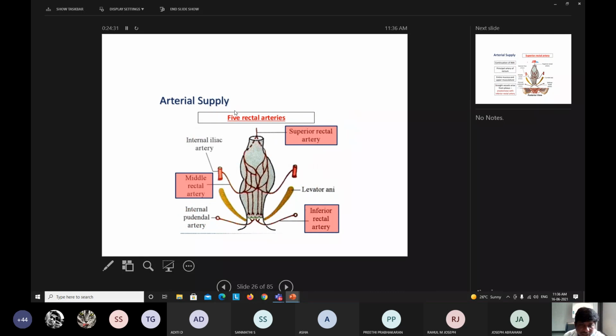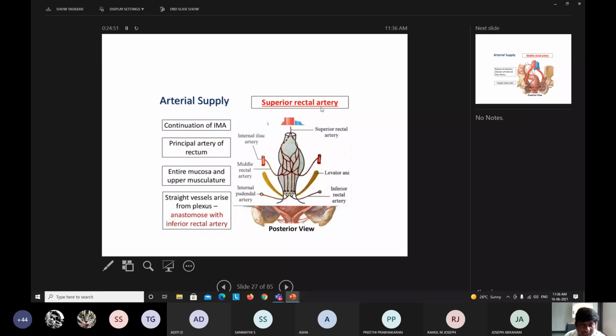Arterial supply. Five arteries supply the rectum: the superior rectal artery, middle rectal artery, inferior rectal artery, and also branches from the internal iliac artery and the internal pudendal artery. The superior rectal artery is a continuation of the inferior mesenteric artery. It is the principal artery of the rectum.